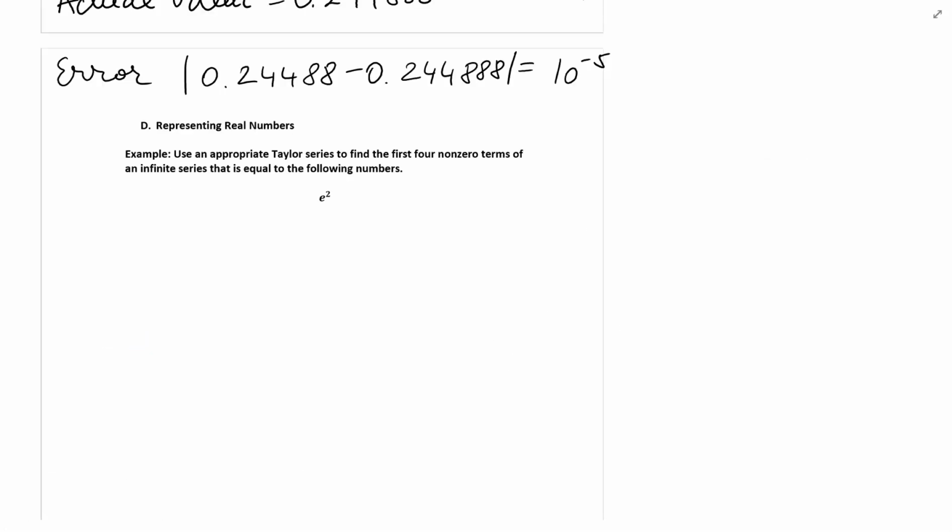And now another nice problem. Use an appropriate Taylor series to find the first 4 non-zero terms of an infinite series that is equal to the following numbers. And we have e to the 2nd.